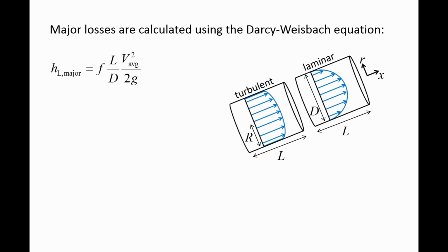In a previous video, we derived an expression for the head loss in a straight pipe of length L and diameter D, which we're now calling the major losses. This expression is called the Darcy-Weisbach equation and states that the major losses are equal to the friction factor f times L over D times V average squared over 2g. Although we found the friction factor f is equal to 8 times the shear stress at the pipe wall, tau W, over rho V squared, we will soon develop a more convenient expression for f.